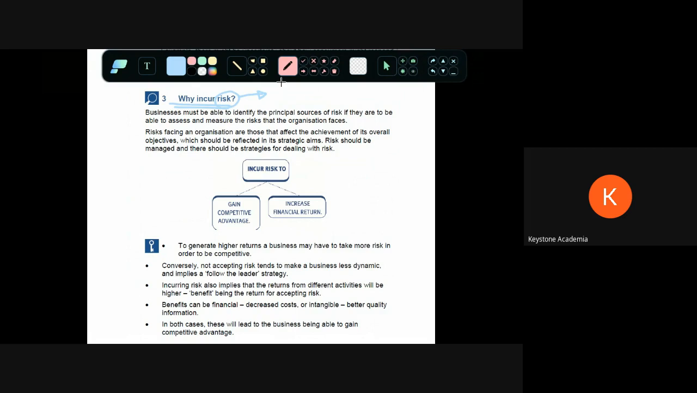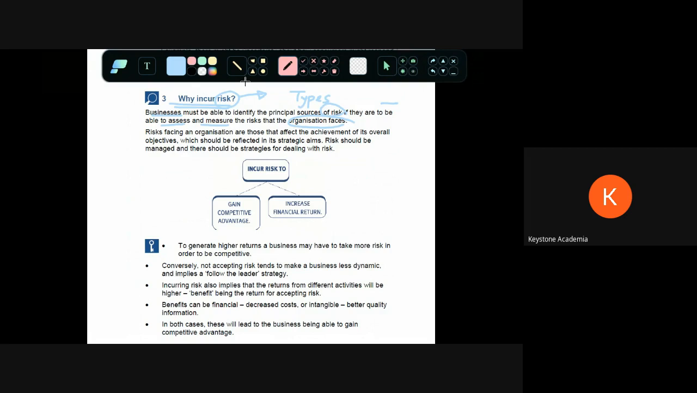If we want to buy something, the risk is getting outside of the house, so that we achieve that goal of going to another place, right? So businesses similarly must be able to identify the risk that they are willing to take, and they are able to assess that risk, measure that risk that the organization might face. So when you are making an investment, there are various types of risk that the organization faces, which we will go through.